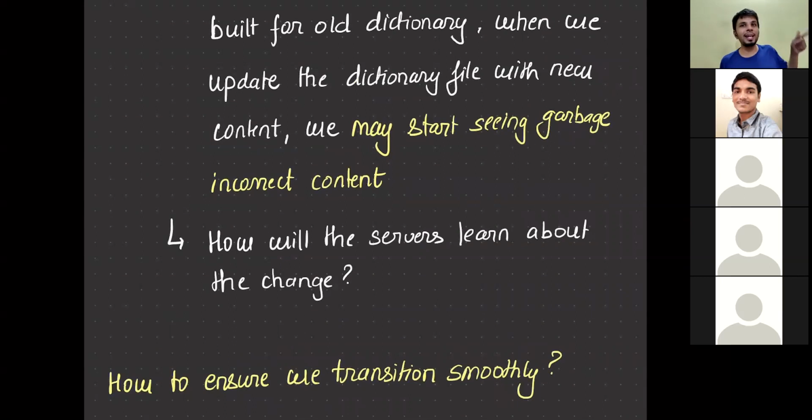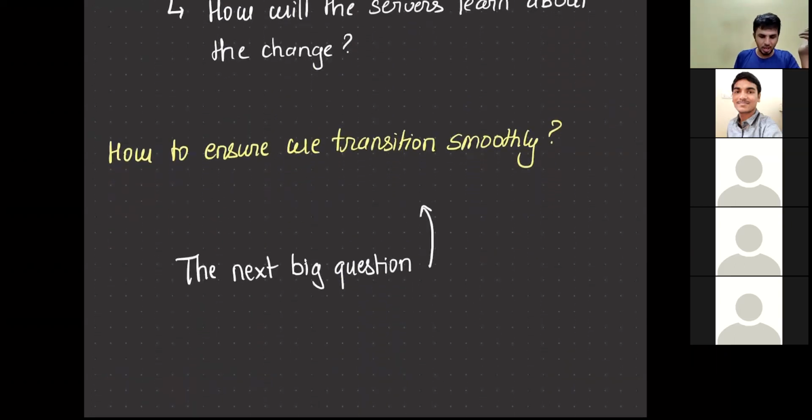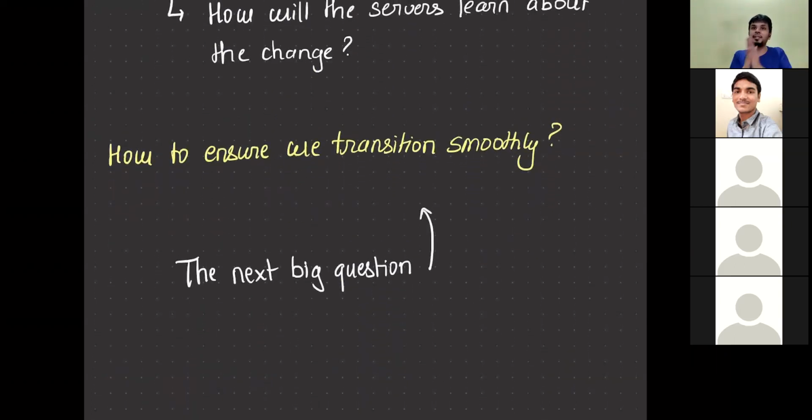Because now servers have to be notified that the dictionary got changed, the index file is updated, so go ahead and load the new index file into memory. Correct. This is the new problem that would come in. We would have to tell our servers to go ahead and load it. So how do we ensure that this transition happens smoothly? Any approaches that you have in mind? How can we ensure the transition?